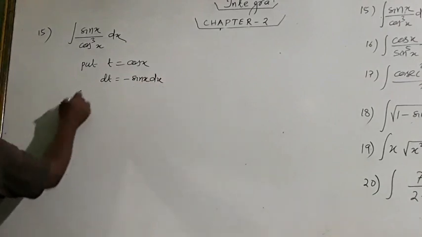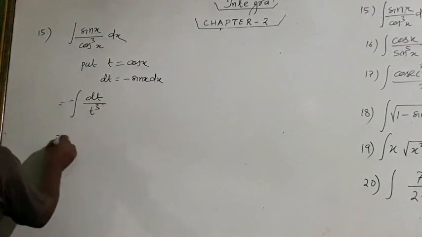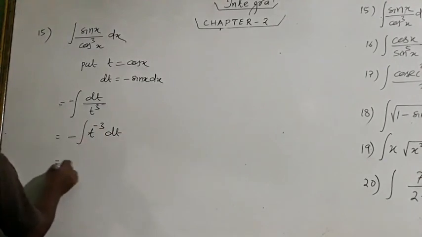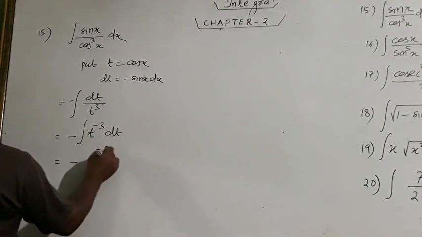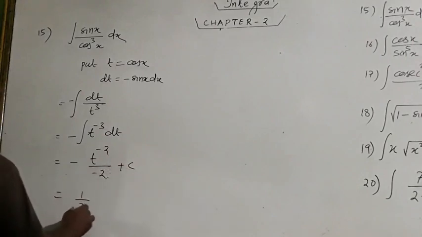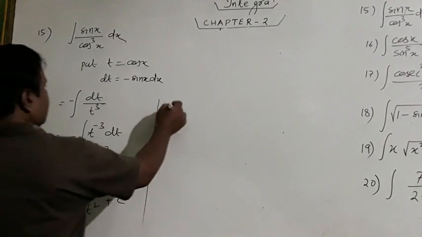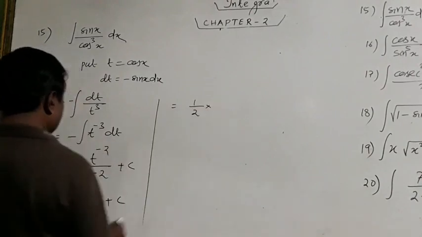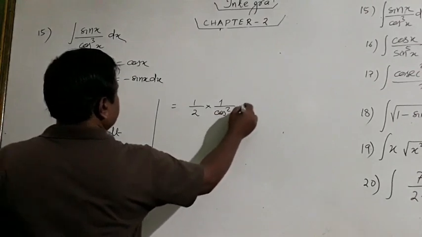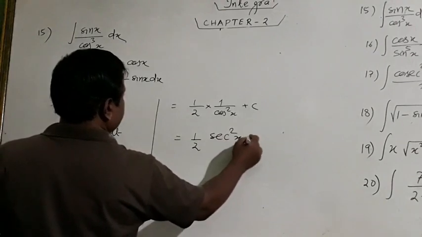And the integration becomes minus dt by t cubed. It is minus t to the power minus 3 dt, and the integration is minus t to the power minus 3 plus 1 by minus 3 plus 1, plus c. It is what? 1 by 2 t square plus c. Okay, and the result is 1 by 2 into 1 by t square, meaning 1 by cos square x plus c. It is 1 by 2. 1 by cos square x is what? Sec square x plus c.